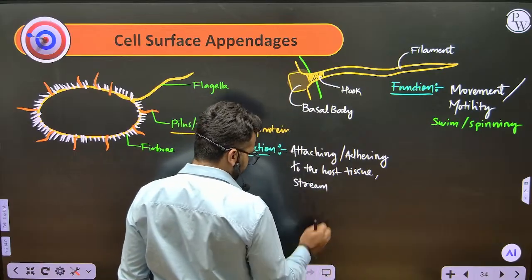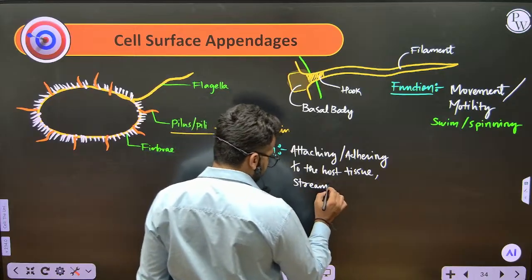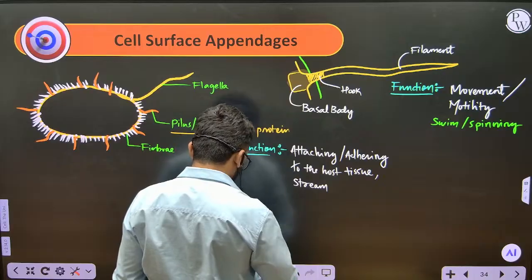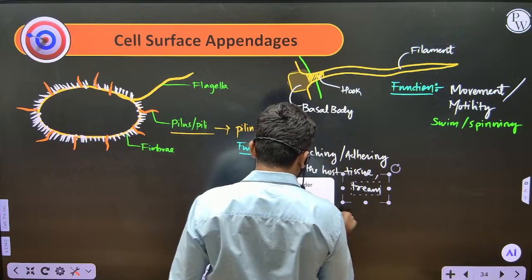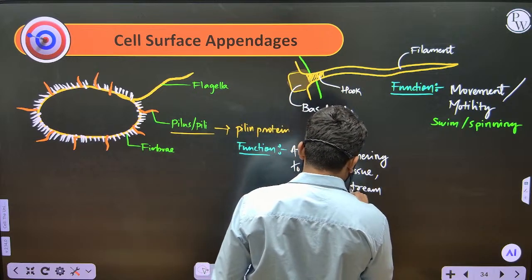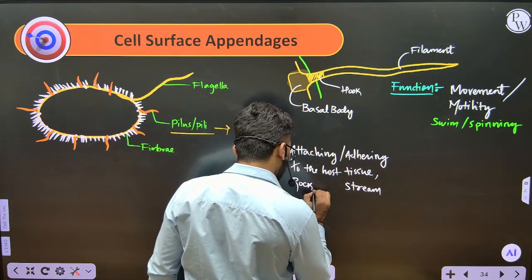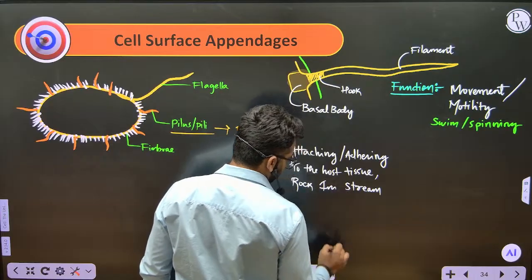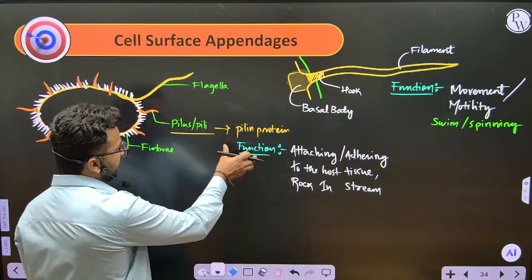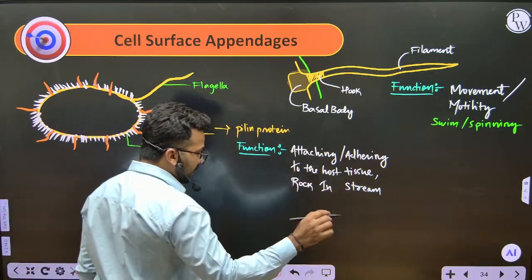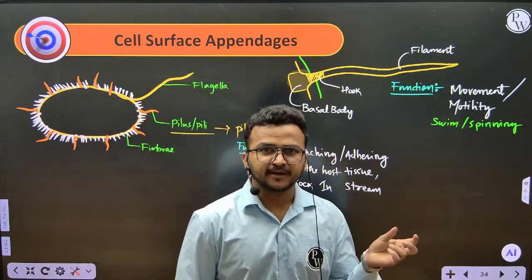So in the stream, you can see a rock or substratum in the stream. Rock in stream or substratum, both are same. So it is attaching to the rock in the stream, and it has got another function also, which is that it will be working as a sex pilus or sex pili.